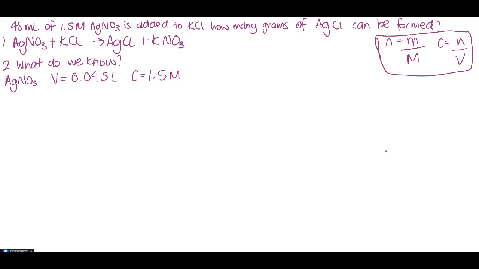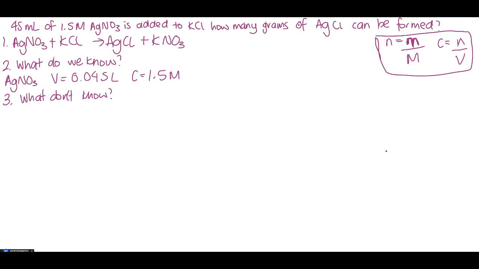Now, what we don't know is the next step. What we don't know is how many grams of silver chloride. Now to work out grams, this is the equation that we would use. We need this number here. That's what we're trying to find out.